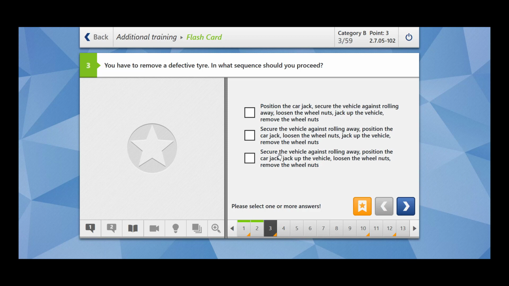Okay, so now concentrate on these two options. Secure the vehicle against rolling away, position the car jack, loosen the wheel nuts, jack up the vehicle, remove the wheel nuts. And how to remember this option? So secure the vehicle against rolling away, this is clear. Then you have to look for the words, for example, jack, wheel nuts, jack, wheel nuts. So you have to remember the sequence that first you secure your vehicle against rolling away. Then you remember the sequence jack, wheel nuts, jack, wheel nuts. So this is the correct option.